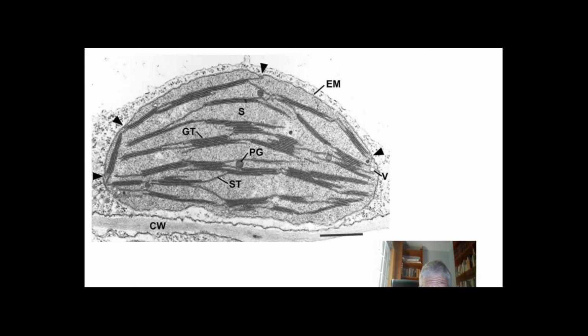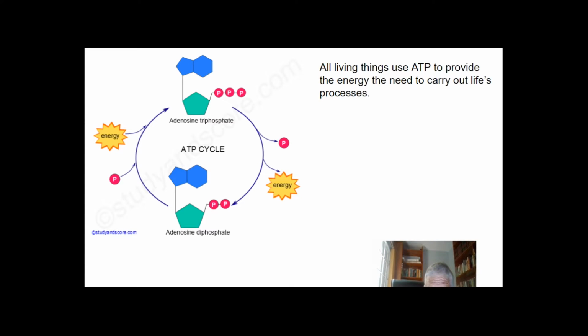And again here, you can see an outer and inner membrane. You can see the granum, the lamellae, the stroma, and quite often you see starch grains, which you can't see here.